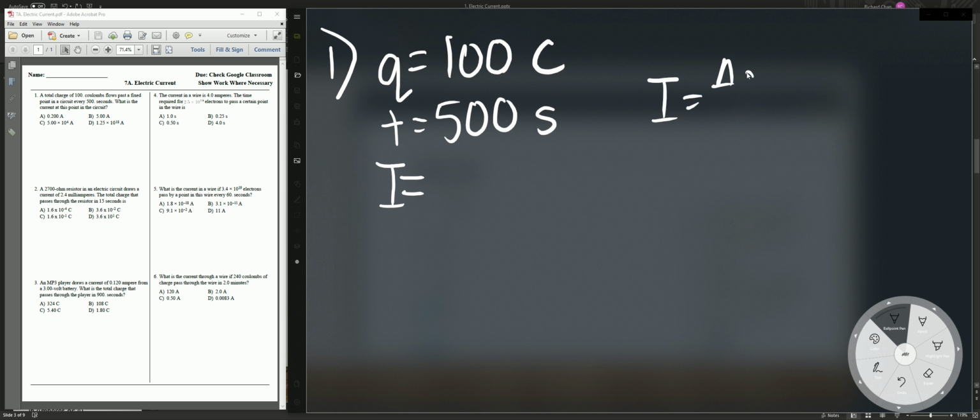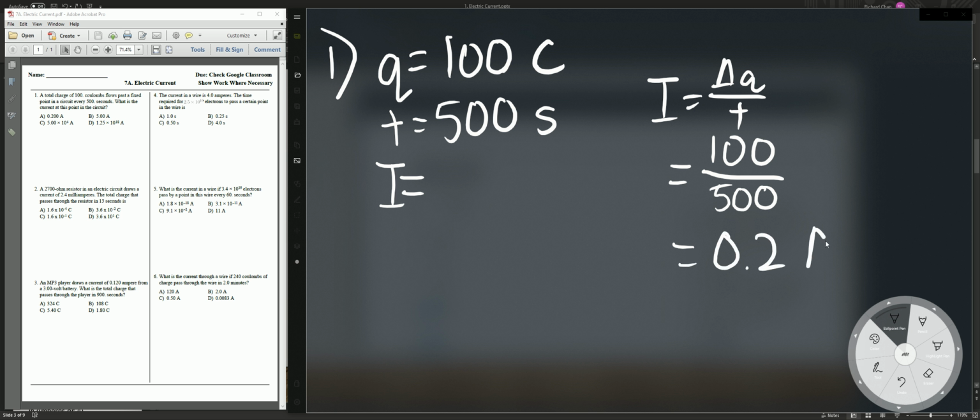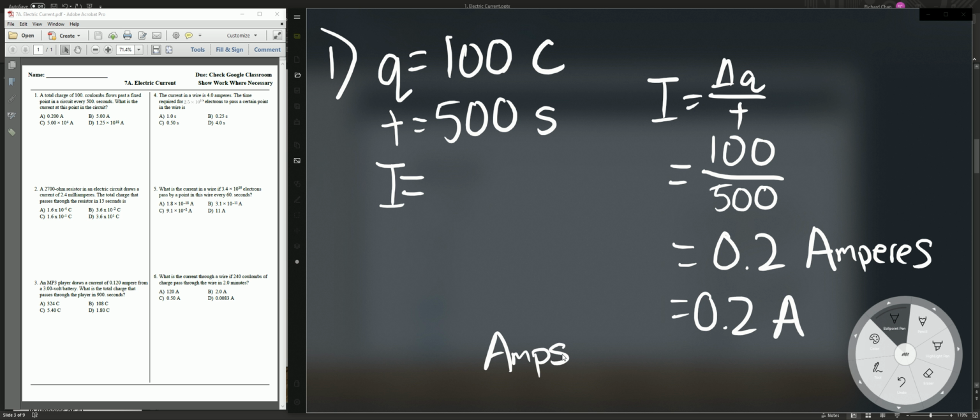So we know that I is delta Q over t. Delta Q is 100 and t is 500, and so you're going to get 0.2 amperes. That's how you measure current, in amperes, and we can abbreviate that as A. Sometimes we like saying amps. Amps, amperes, A. They all mean the same thing. This is how you measure electric current. And so the answer is A.